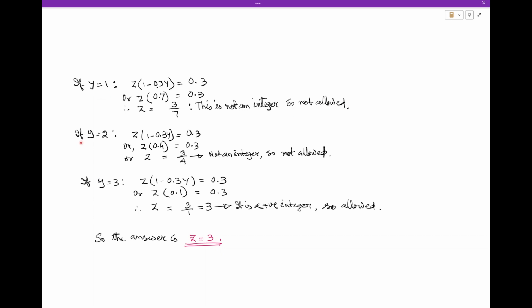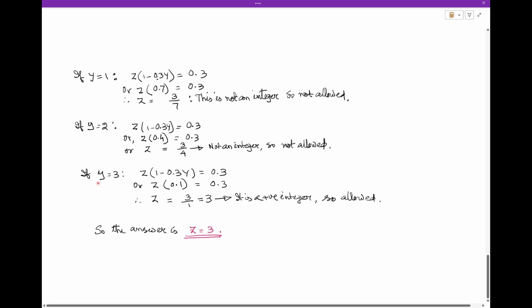Let us try y is equal to 2. In that case, g multiplied by 1 minus 0.3y has to be equal to 0.3, or g multiplied by 0.4 is equal to 0.3, or g is equal to 3 by 4. Again, this is not an integer and that is not allowed. So y equal to 2 is also not acceptable.